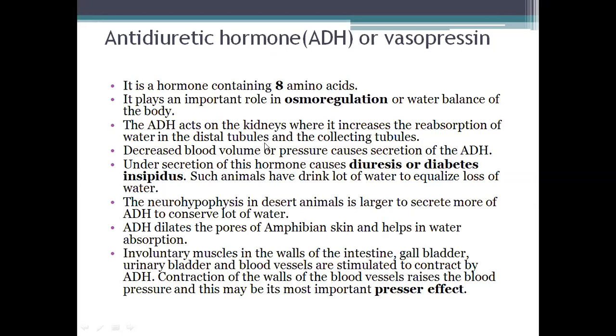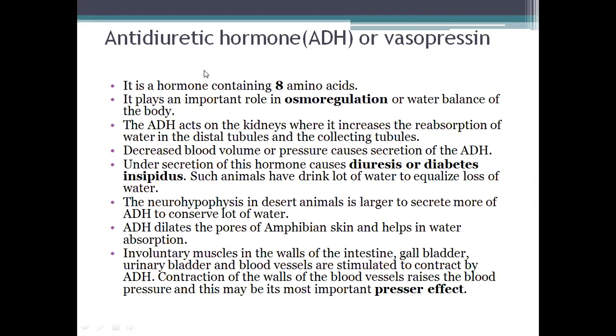How will it do it? It will do it by acting on the kidney tubules, increasing the reabsorption of water in the distal and the collecting tubules. Okay, so the secretion of this hormone reduces diuresis. That is why it is known as antidiuretic hormone. If there is less secretion of ADH, there is more and more loss of water from the kidneys. That condition of excessive loss of water is known as diuresis, also termed as diabetes insipidus. This will stimulate the animal to drink more and more water.